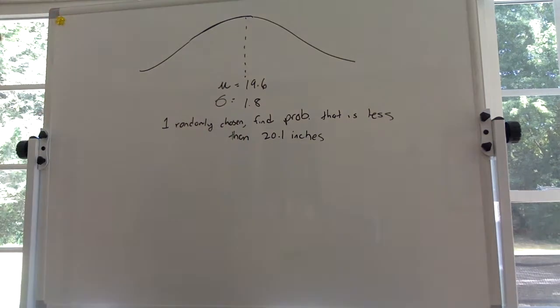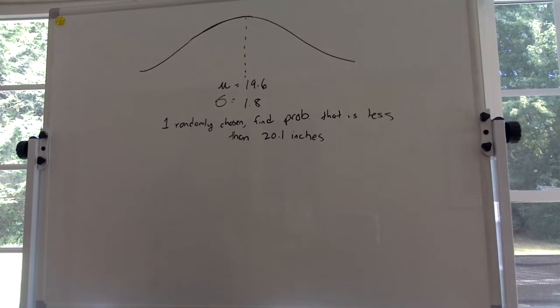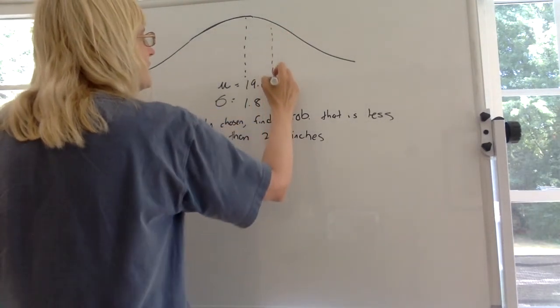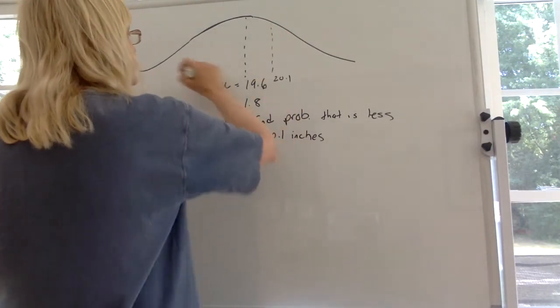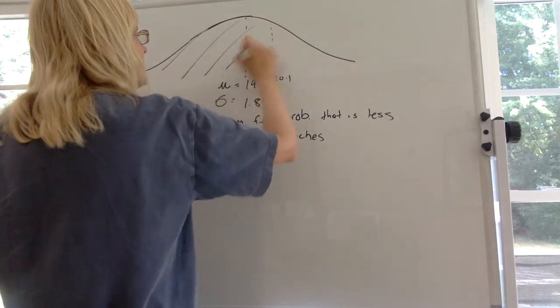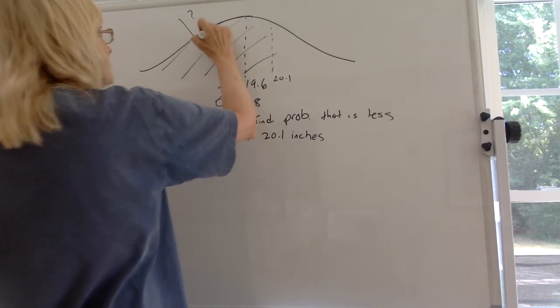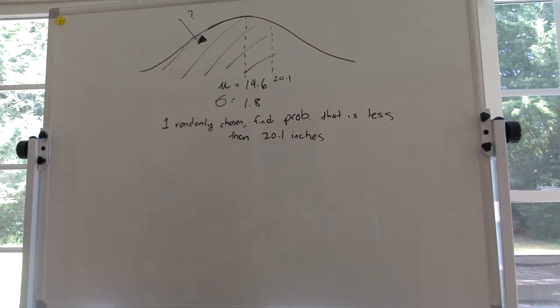they gave us. They want us to find, if you randomly pick one of these objects, the probability that the one you pick is less than 20.1 inches. That's what they want us to find. So 20.1 inches is somewhere to the right of 19.6. What they want you to do is find this area, because area, as we learned, corresponds to probability. So they want us to find that area.